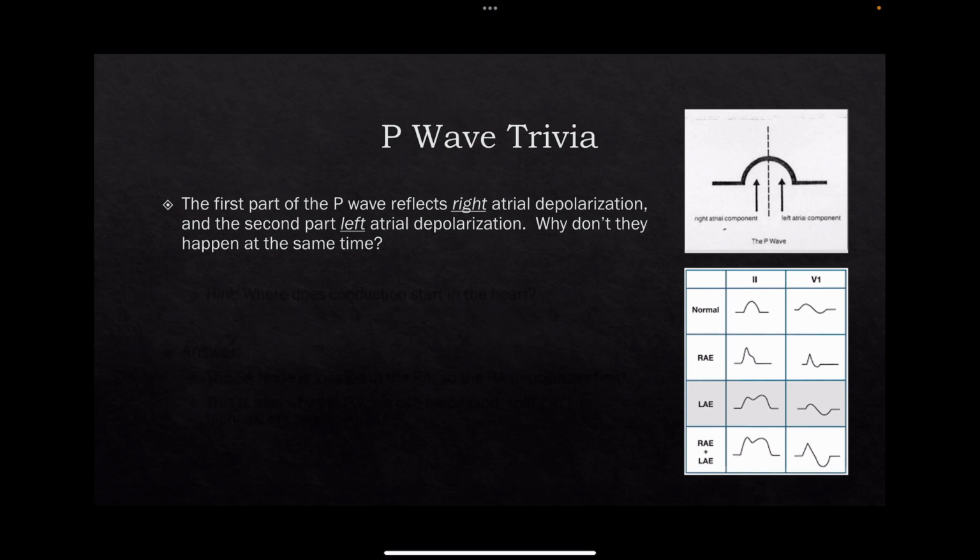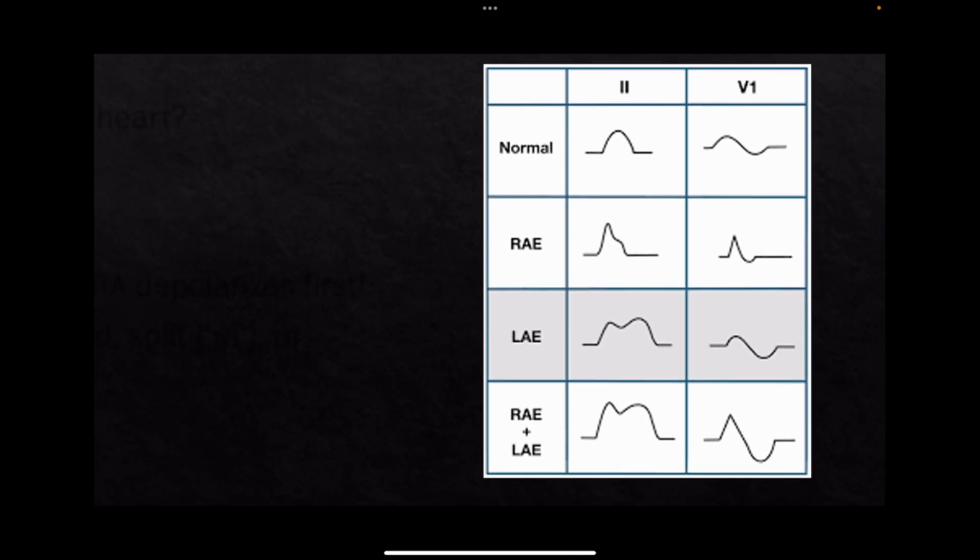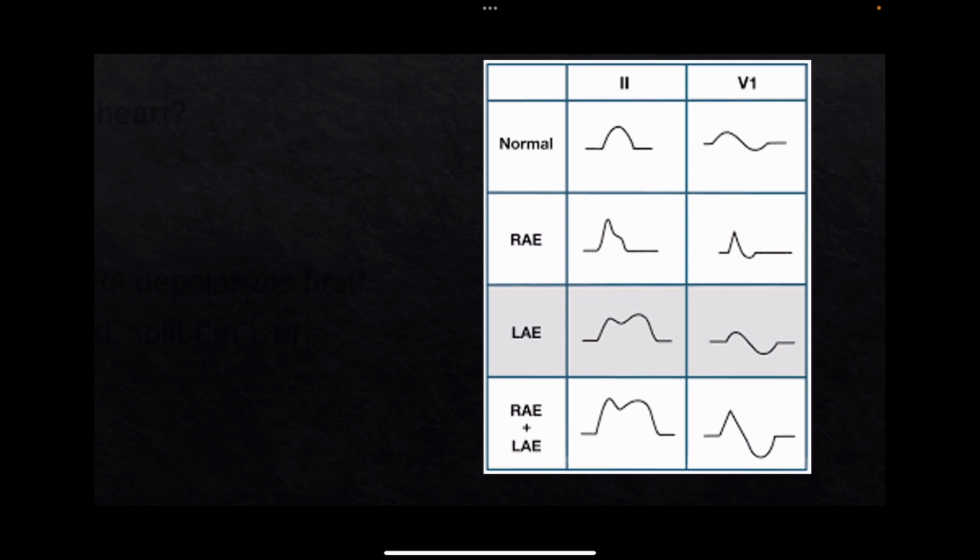The first part of that P wave represents the right side depolarizing, and the second half of that P wave is the left atrium depolarizing and getting the excitation to cause the depolarization. Why don't they happen at the same time? Because we start in the right atrium and the impulse spreads across to the left. So the right goes first. So if you look at this section, normal, there's no hypertrophy, right and left, we're okay.